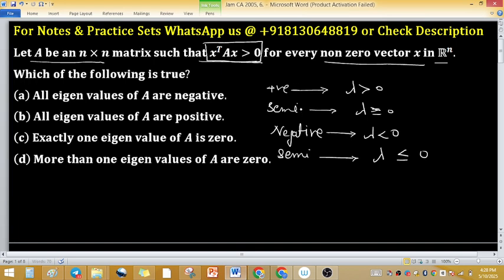From fact number 1, we can say all eigenvalues of this matrix are positive. Option B is the right one.